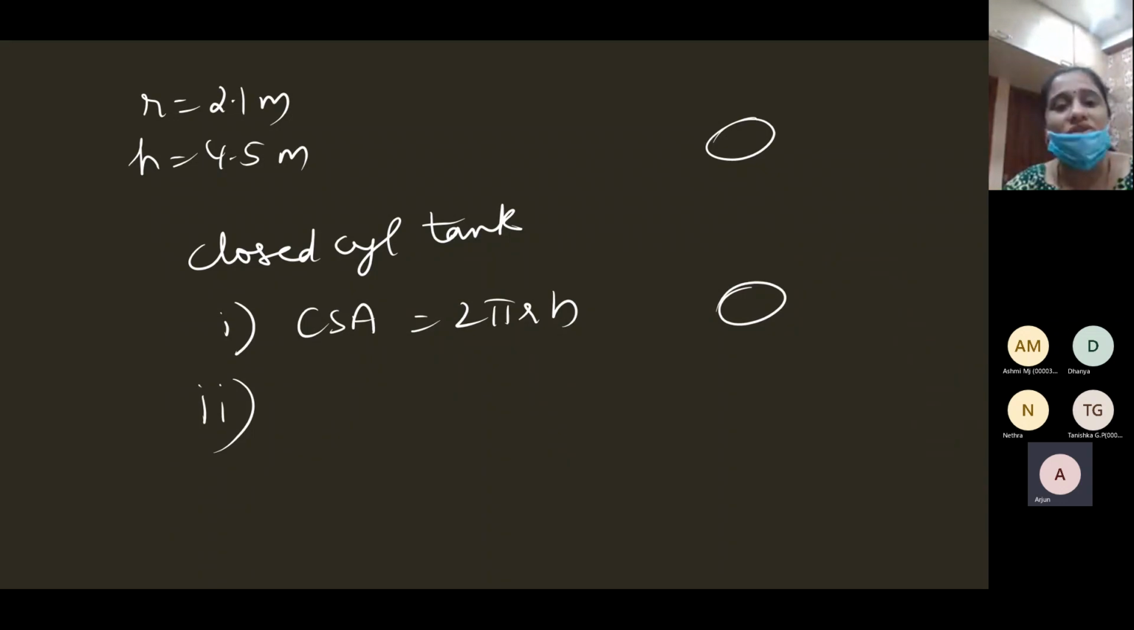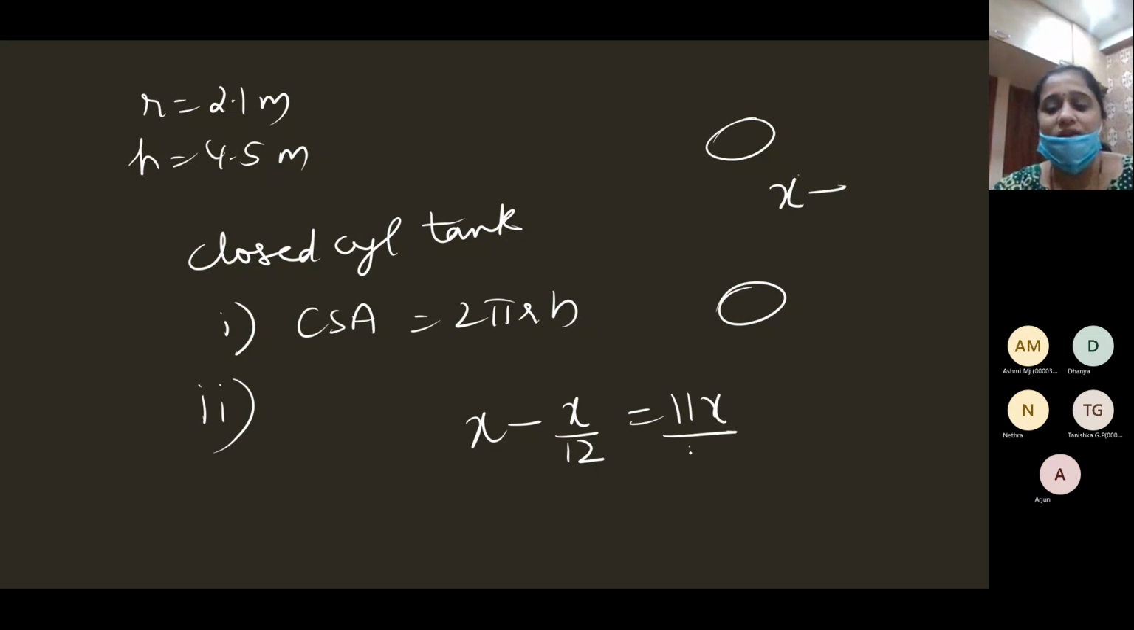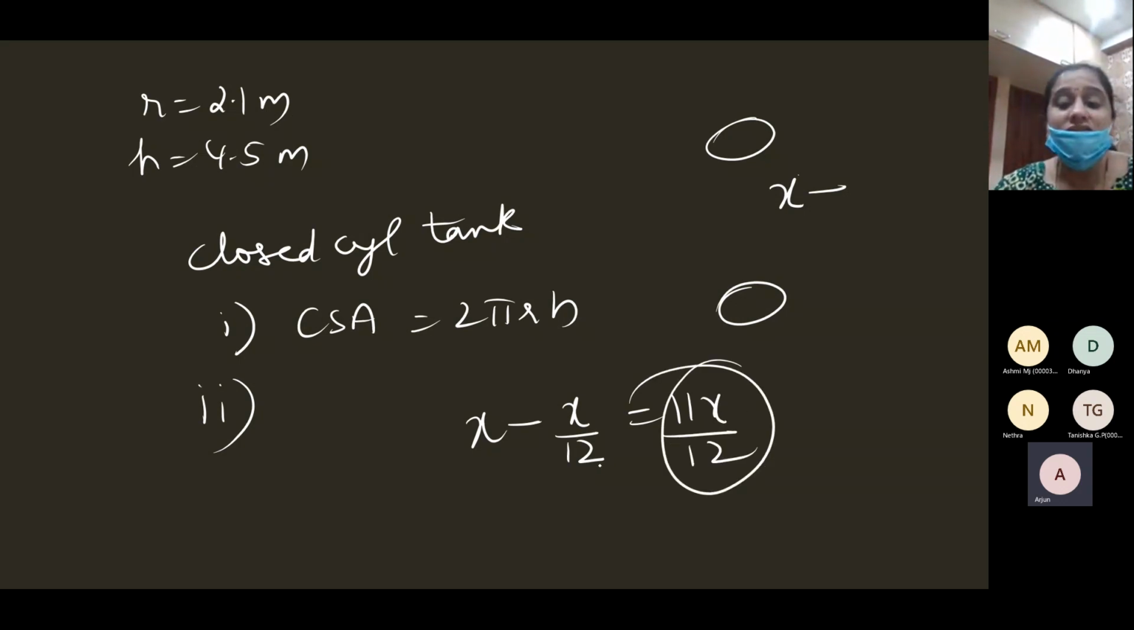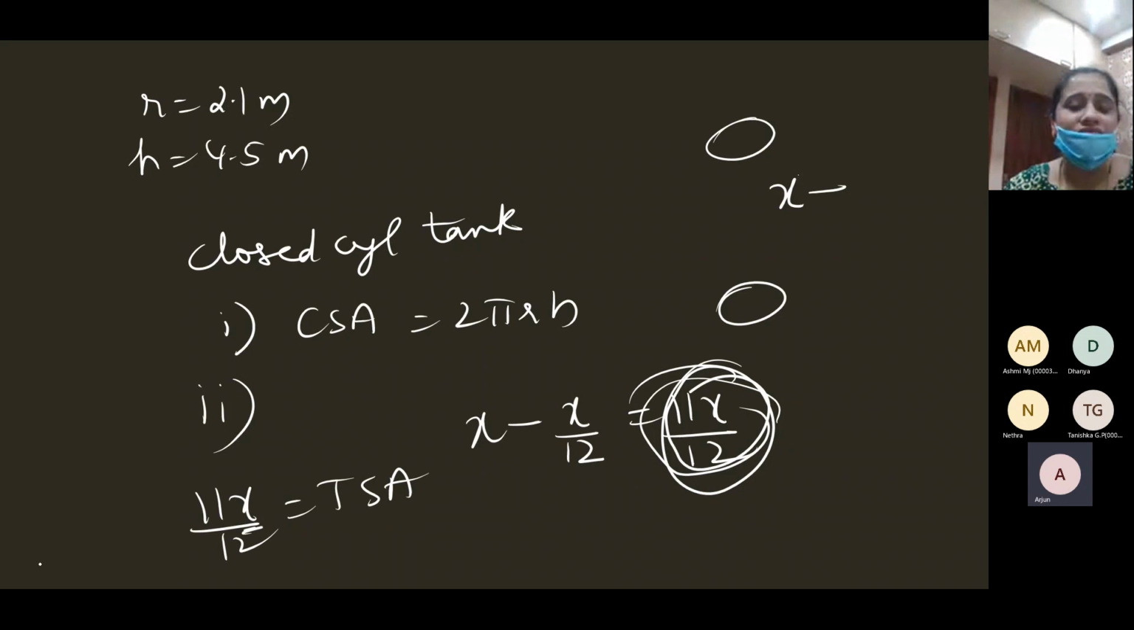But now, since 1/12 of it is wasted, we do not know how much the manufacturer purchased from the market. So let that be X. How much is wasted? 1/12 of this is wasted. So he purchased X minus wastage, which is X by 12. On taking LCM, we get 11X by 12. And now what does this 11X by 12 represent? This represents the TSA of the cylinder, because this amount of steel is now present in the cylinder, in the total surface area, all over. That's why we equate 11X by 12 to the TSA of the cylinder and find the value of X, which represents the amount of steel purchased by the maker.